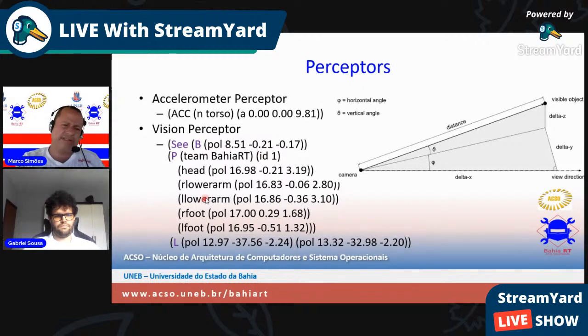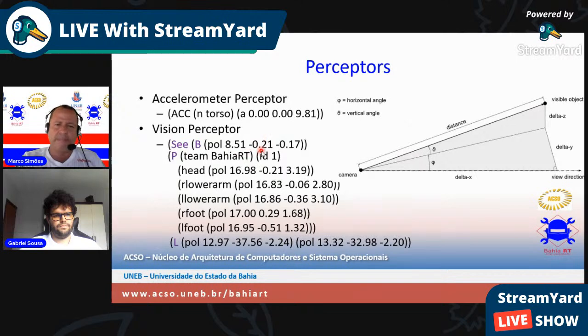Here is not a complete C message. I have cut some parts just to show you the three types of information you can receive. You can receive information about a fixed point, like a ball. The B represents the ball. And you have a polar coordinate here, where the first number represents the distance between the camera and the point. This distance here is the camera. This would be the ball. So this distance is in meters.